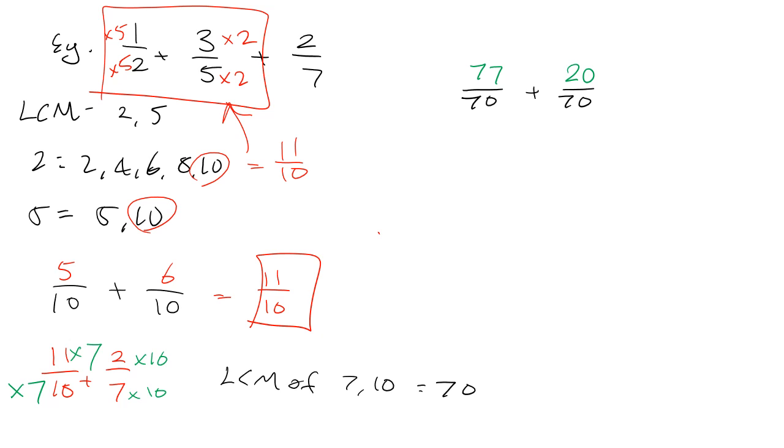We add the numerators, 77 plus 20 is 97. 97 over 70, convert that to a mixed fraction, it would be 1 and 27 over 70. Now we can't simplify. Okay, so we can do it this way. Now I'll show you how to add 3 of them at the same time.